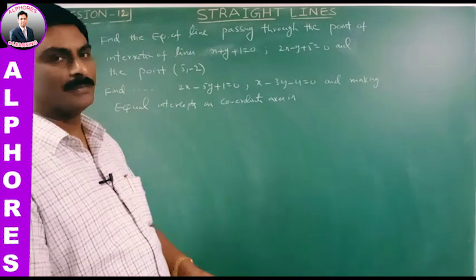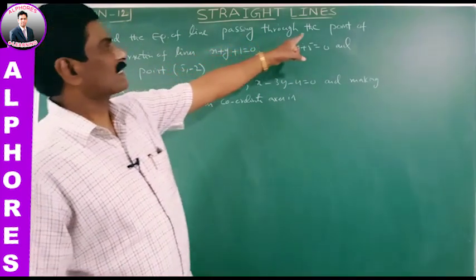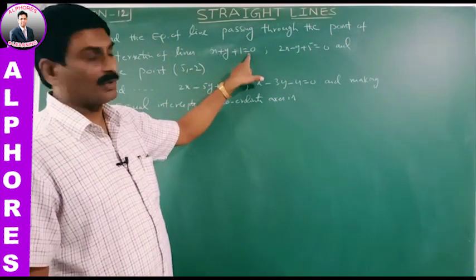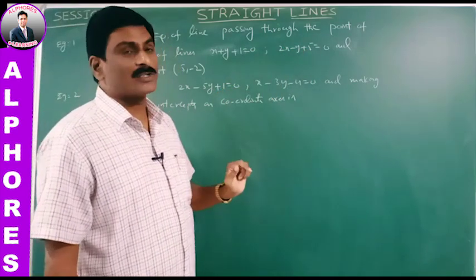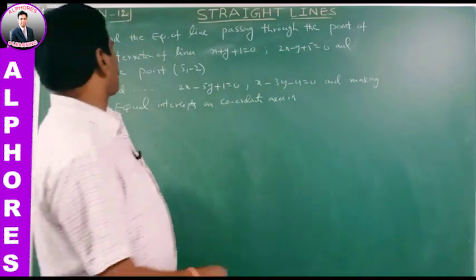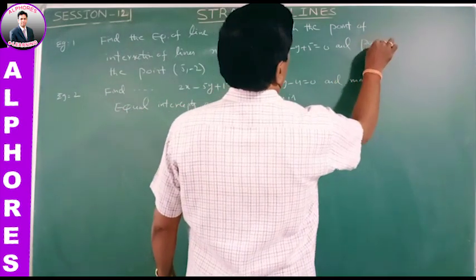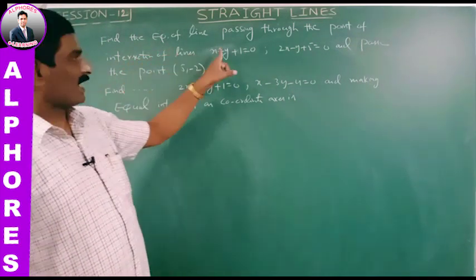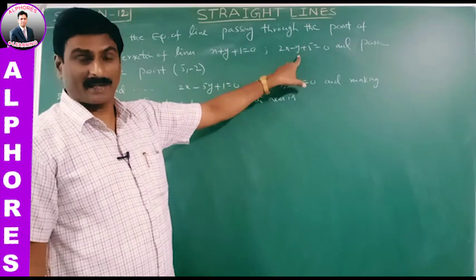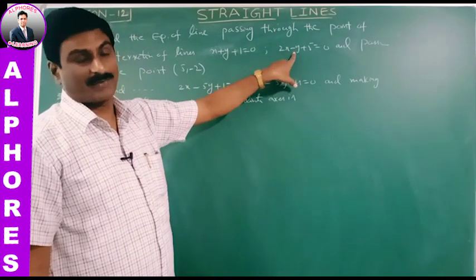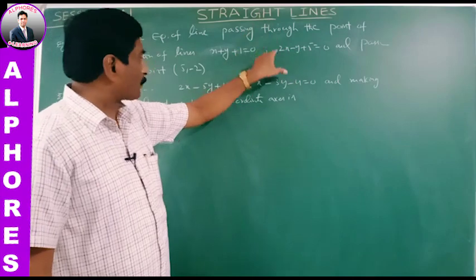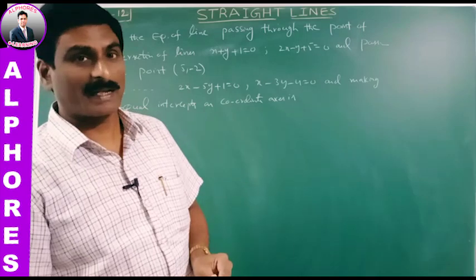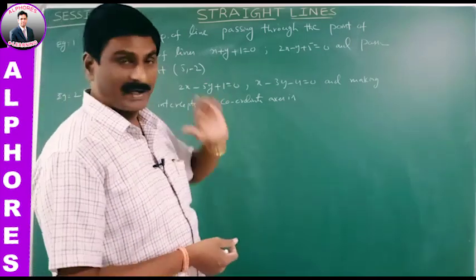Next example. Find the equation of the line passing through the point of intersection of the lines x plus y plus 1 is equal to 0, 2x minus y plus 5 is equal to 0, and passing through the point 5 comma minus 2. In this case, the required line passes through the point of intersection of these two lines. That means by solving 1 and 2, we get the point of intersection. The required line passes through that point and this point. If 2 points are given, what is the equation of the line? y minus y1 by y2 minus y1 is equal to x minus x1 by x2 minus x1. By using that condition, we find the equation of the line.